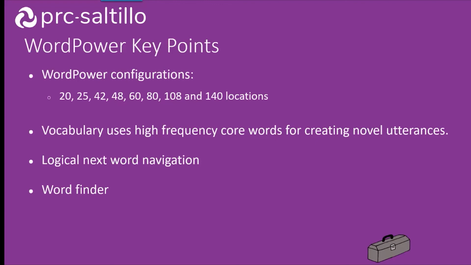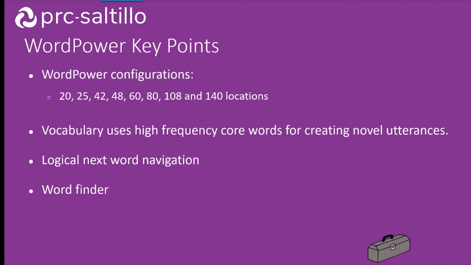So similar to Unity vocabulary systems, the word power suite has a number of configurations. So word power goes anywhere from as few as 20 buttons per page all the way up to 140 buttons per page. And even within those files, like word power 42 and word power 60 also have something called a basic file. So there's word power 60 and there's word power 60 basic, and there are differences between those two files and how they function and how they support the AAC learner.